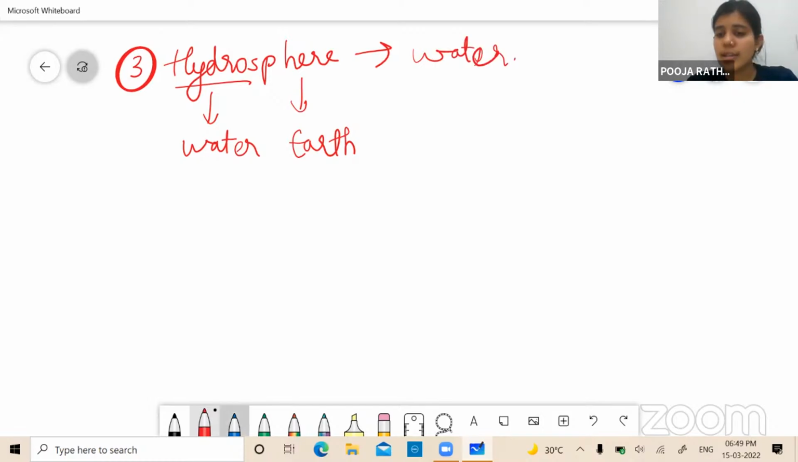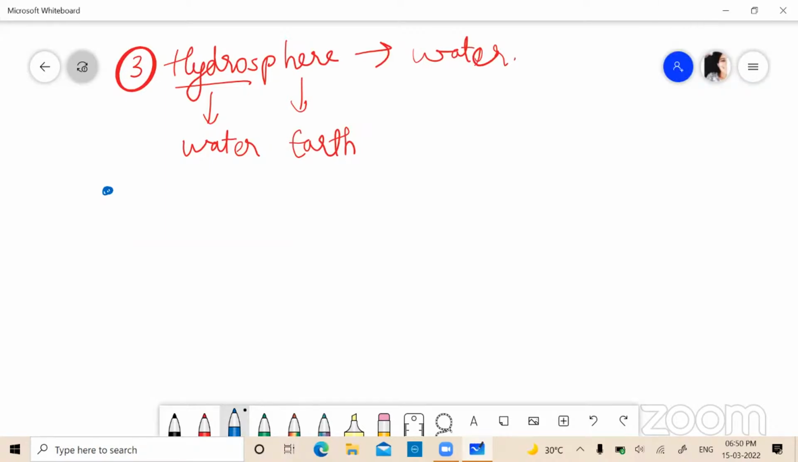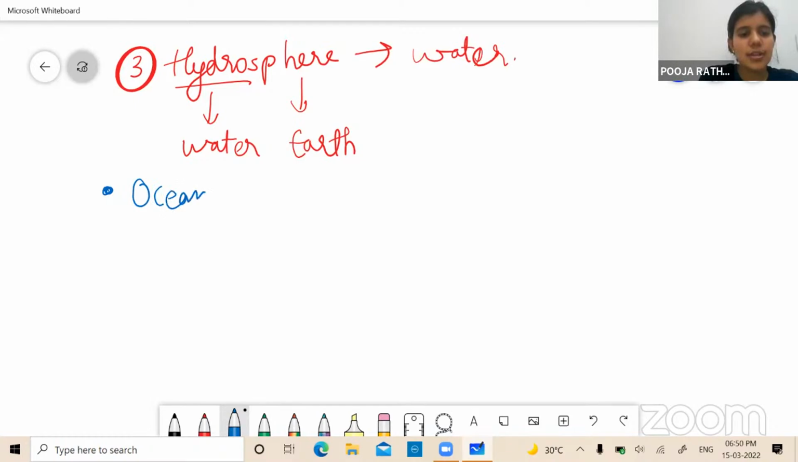Now, what are the watery areas on earth? Name them. Shivam, tell me the watery areas on earth. Ma'am, Kerala. Not city names. I want to know the areas where water is found, in which form water is found on earth. Ma'am, oceans or rivers. Yes, oceans.